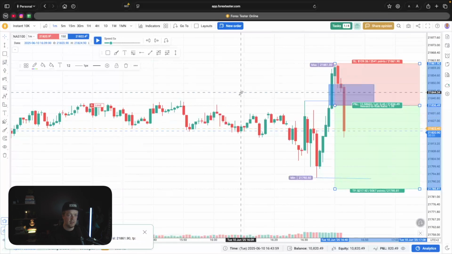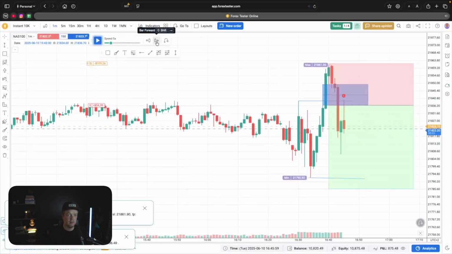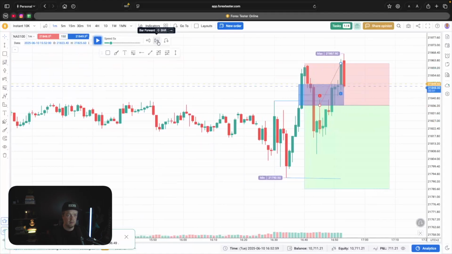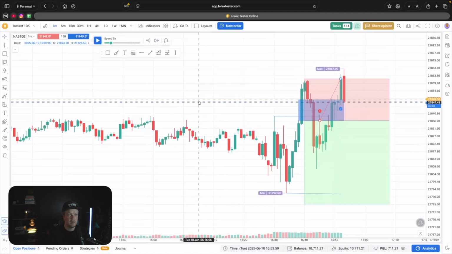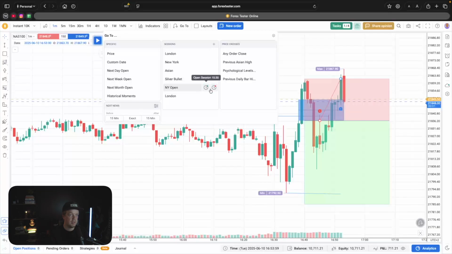Let's place our limit. Let's see if we get tagged in. There we go. We got tagged in. And we got stopped out right over there. So let's go to the next day.